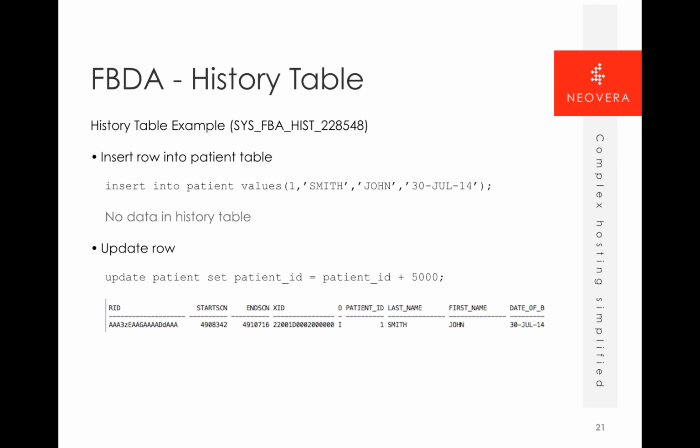So in this case, I insert a brand new row. I select from the history table. There's nothing in it. It doesn't record the very first record. There hasn't been a change. There's no audit of that needed.